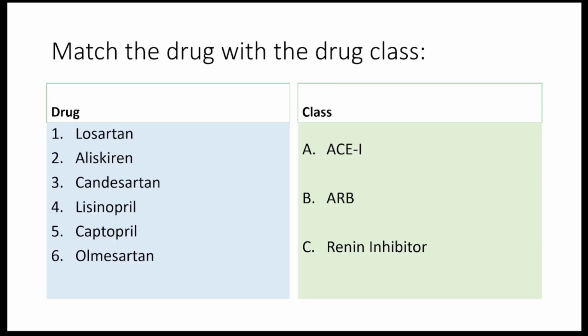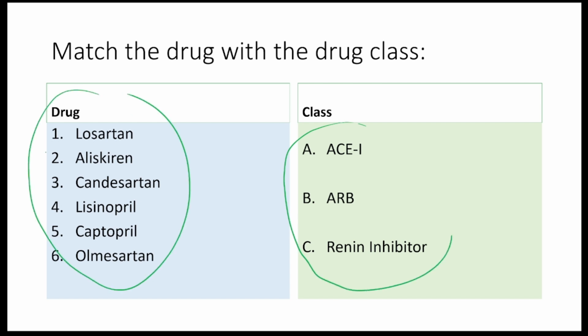Okay, now we have drugs with the drug class. So what we have here is a group of medications and the list of drugs. The first group: ACE inhibitors, ARBs, and renin inhibitors. For the renin inhibitor, we have only one medication. So I will start with losartan. What do you think about losartan? A, B, C.